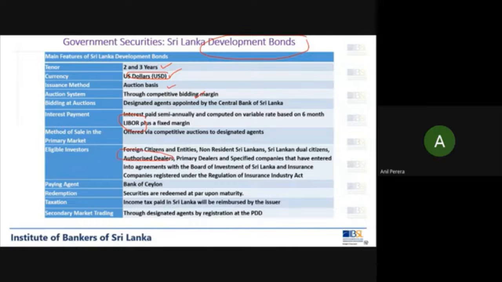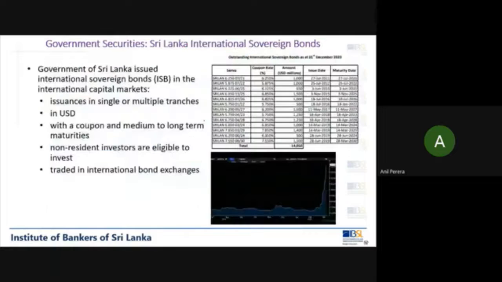Now, normally, these SLDBs are purchased by banks because they have foreign currency, no? Banks are getting foreign currency from outside parties, from remittances, from exports, from tourists. The banks get foreign currency. They invest this foreign currency in the SLDBs, Sri Lanka Development Bonds.